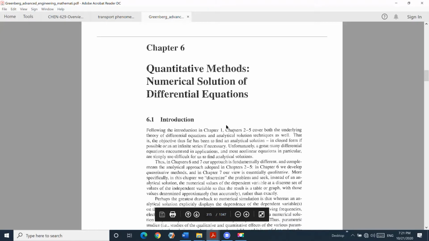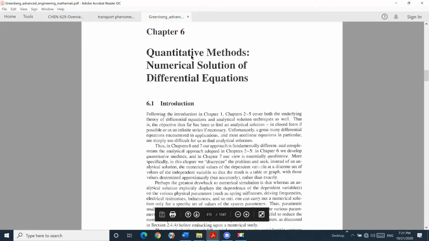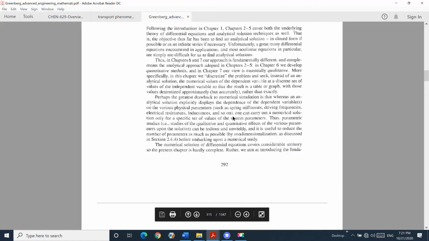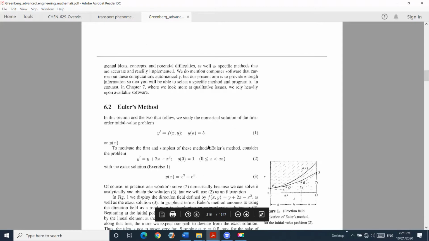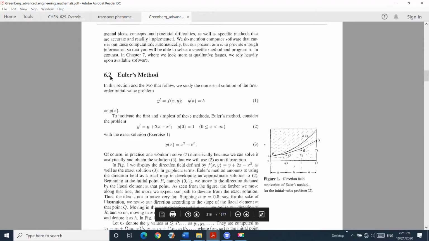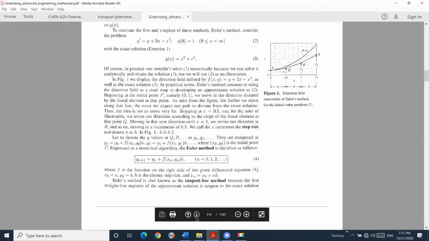So we come here to chapter 6, the quantitative methods of numerical solution of differential equations. As we saw in the undergrad course related to numerical methods, they gave some basic insight into how numerical methods can be used in the solution of differential equations. It gives some introduction. 6.2 is Euler's method for the solution of differential equations.